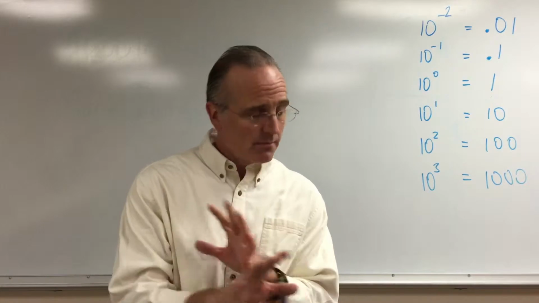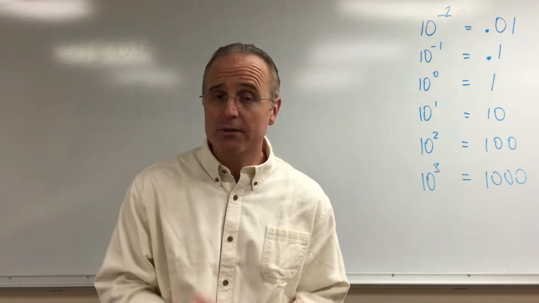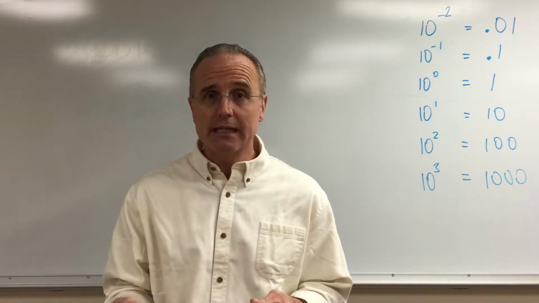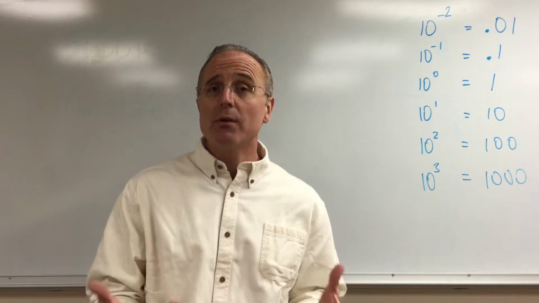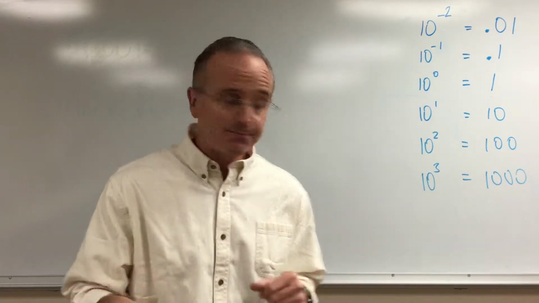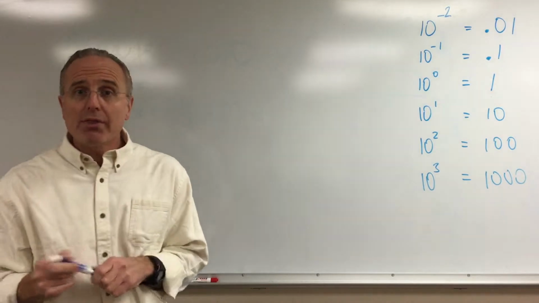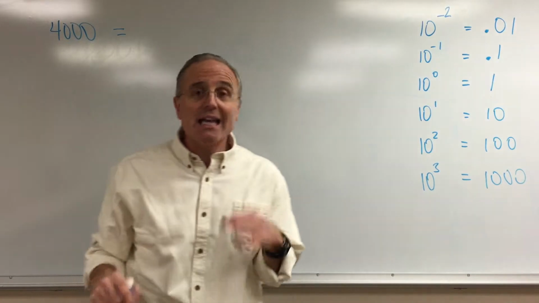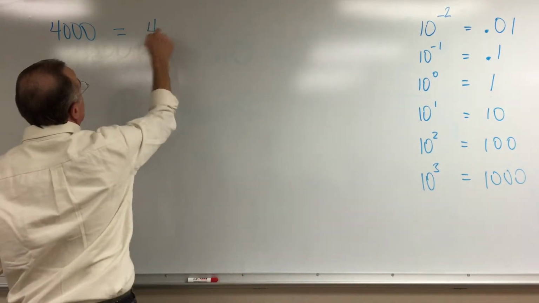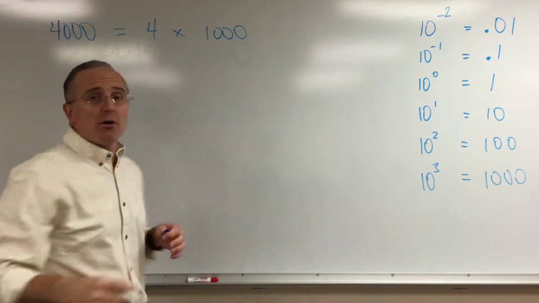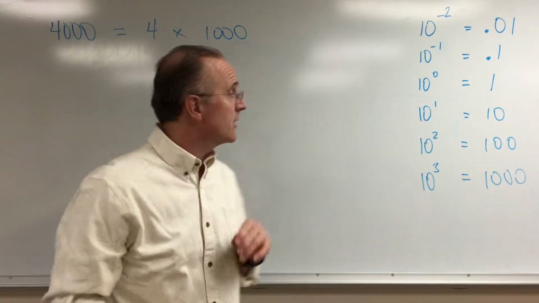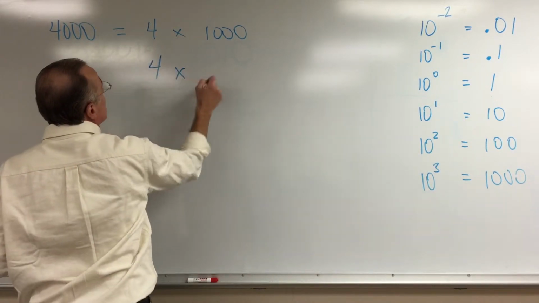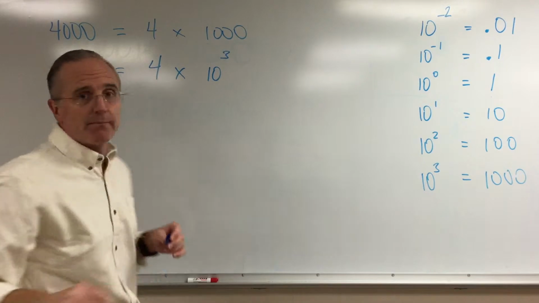Now just to remind you, don't want to offend your mathematical background, just want to make sure we're all on the same page. Scientific notation means we're going to express numbers using powers of 10. So for example, if we wanted to write out the number 4,000, 4,000 is the same thing as 4 times 1,000. But 1,000 is the same thing as 10 to the third. So I could write that as 4 times 10 to the third.